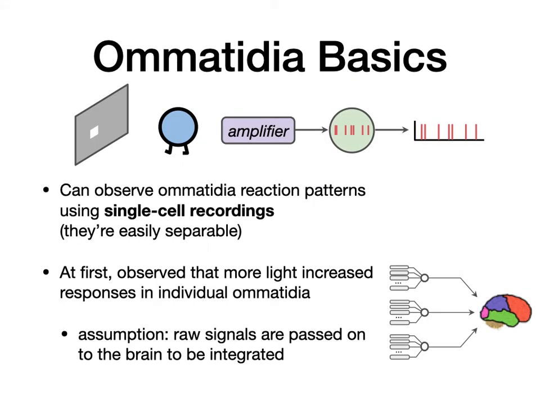So, basics of observing these ommatidia in action, right? We can observe their reactions to patterns of light, and the patterns of their reactions as well, using what are called single cell recordings. We can actually pinpoint an individual neural cell, especially in these horseshoe crabs, because they have nice big neurons. They're easy to separate. And so the basic idea is that at first they worked in the basic sense of how we would expect them to, right? More light increases the overall response.